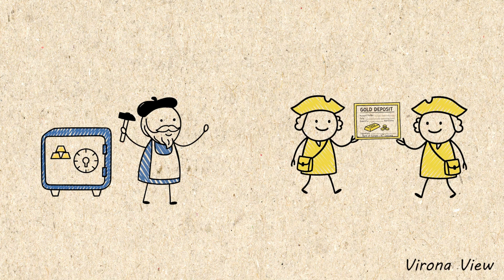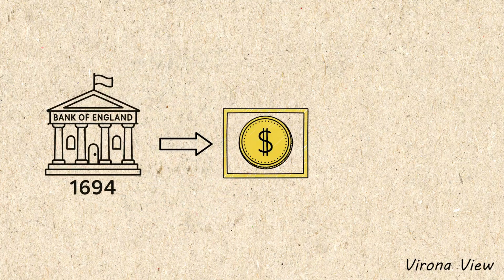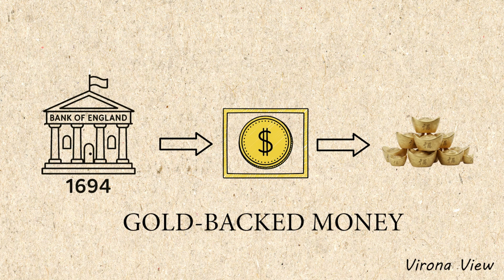By the late 17th century, this evolution reached a turning point. In 1694, the Bank of England was founded and started issuing national banknotes that could be redeemed for gold. From that moment, paper money was no longer just a private promise between individuals. It became an official part of the financial system. The state itself now guaranteed this note can be exchanged for real gold. This was the birth of gold-backed money, currency that held value because actual gold sat behind it. And from this seed, the gold standard, the most powerful monetary system in history, began to take shape.